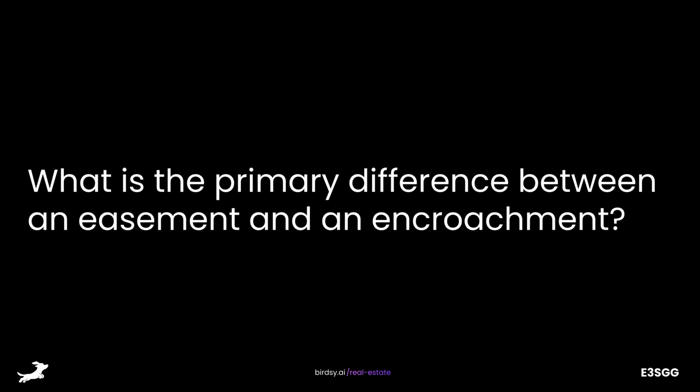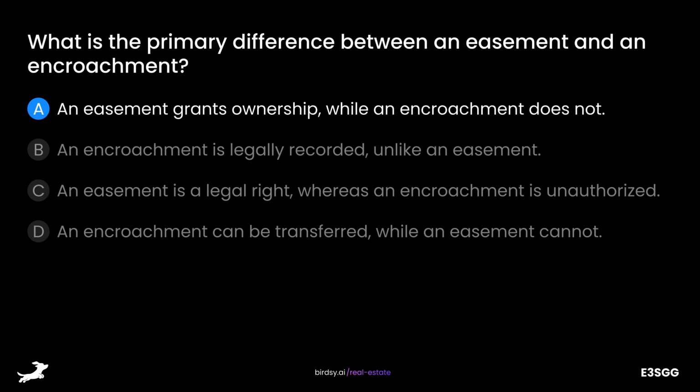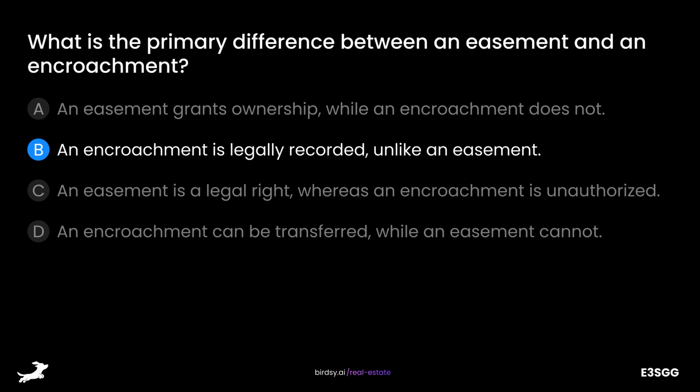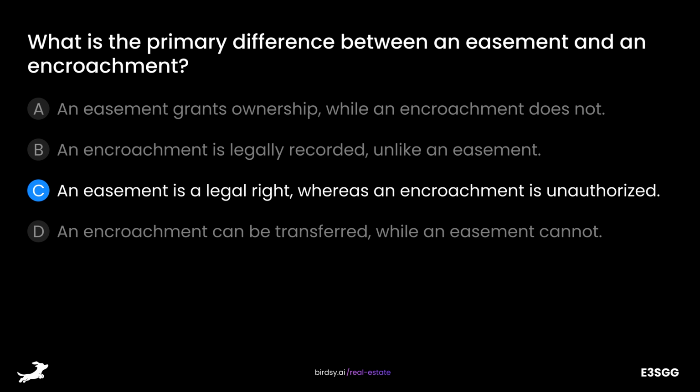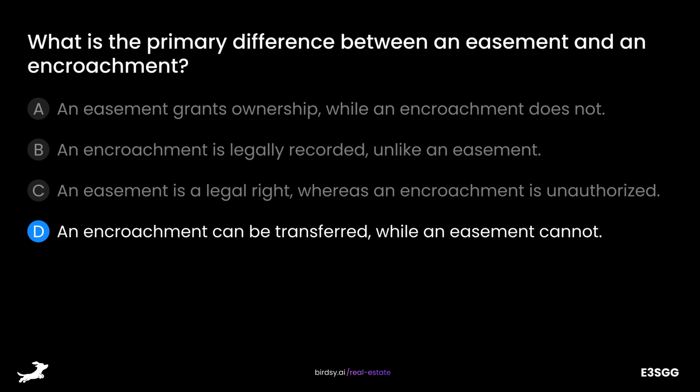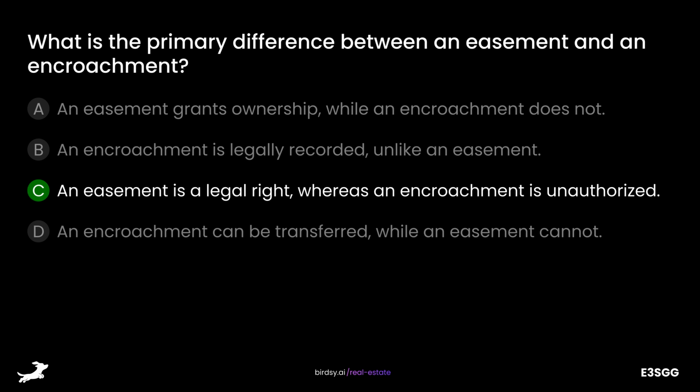What is the primary difference between an easement and an encroachment? Is it A, an easement grants ownership, while an encroachment does not? B, an encroachment is legally recorded, unlike an easement? C, an easement is a legal right, whereas an encroachment is unauthorized? Or D, an encroachment can be transferred, while an easement cannot? The answer is C. An easement is a legal right, whereas an encroachment is unauthorized.